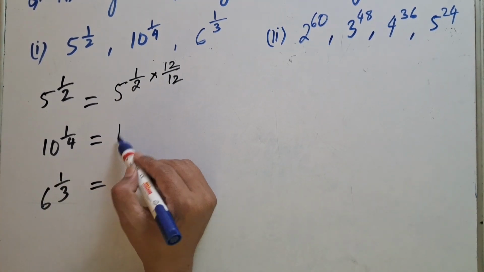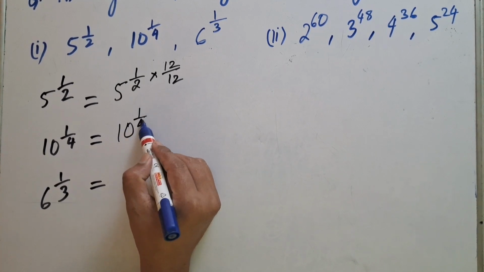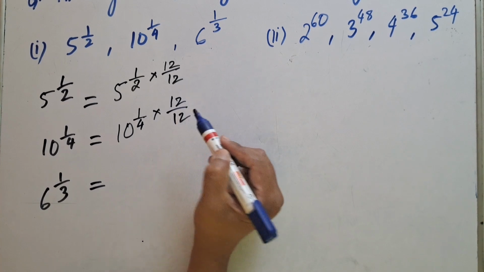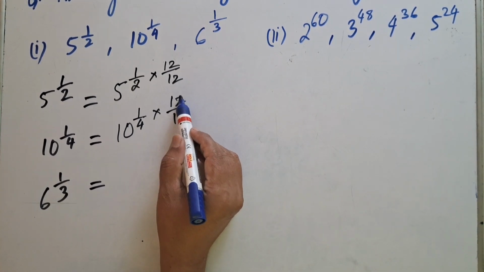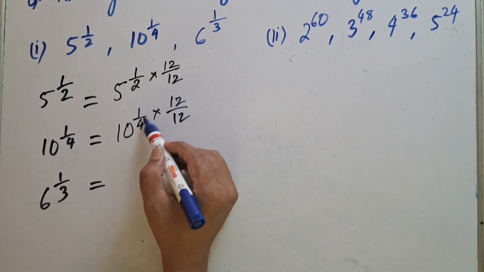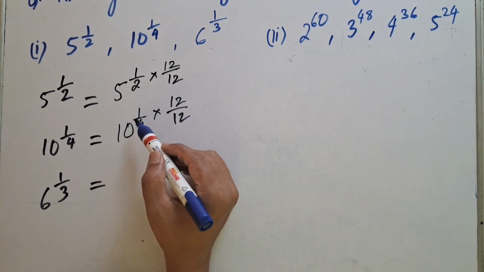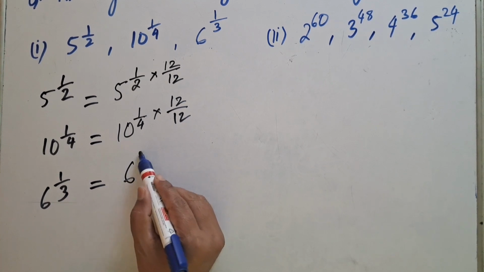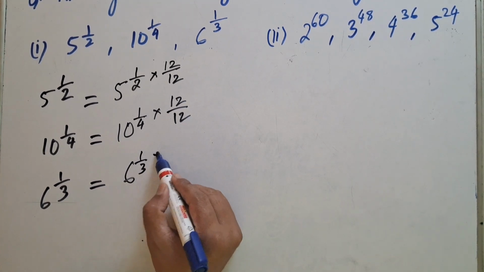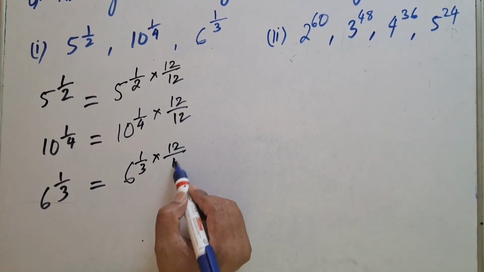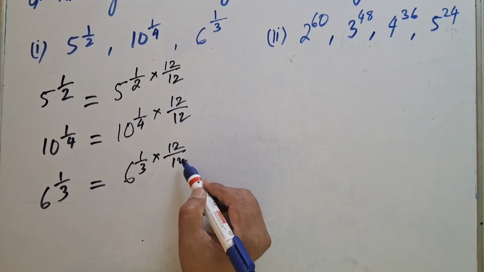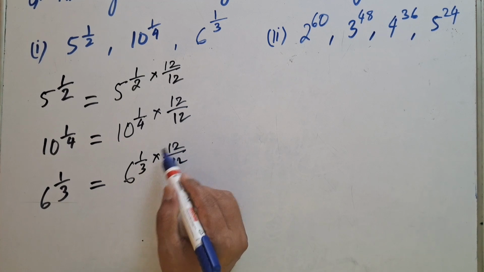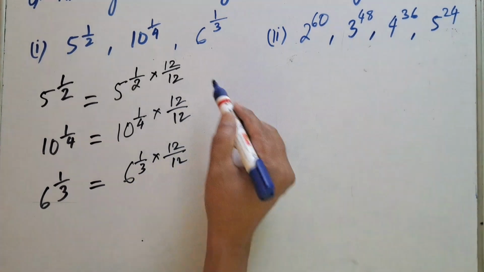Similarly, 10 to the power 1 by 4 into 12 upon 12. 12 and 12 cancel, 1 remains here. 1 by 4 into 1 is 1 by 4. The value of the whole number doesn't change. Similarly, 6 to the power 1 by 3 into 12 by 12. The 12 and 12 cancel, so 1 remains here. 1 by 3 into 1 is 1 by 3. So 6 to the power 1 by 3 remains as it is.